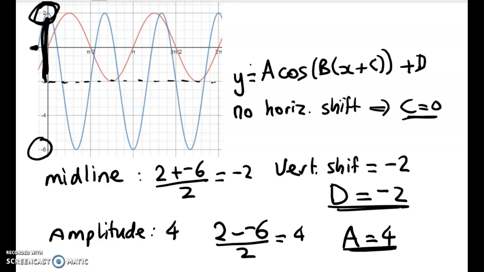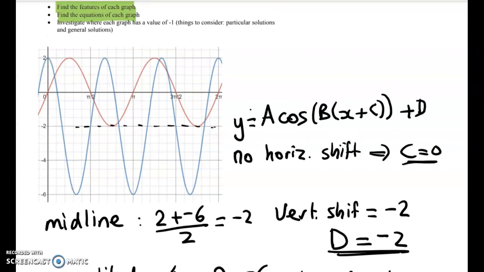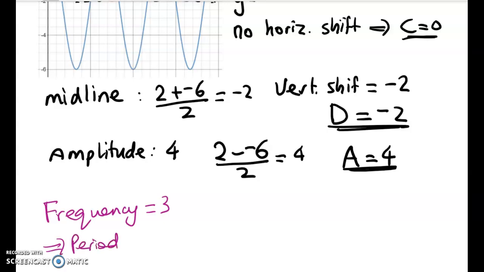The last thing we have to work out is the frequency and the period. I think the easiest way to do this is to look at how many full cycles we've got within one normal period for a cosine curve. So here's 0 and here's 2 pi. How many full cycles does my blue curve do? Well, we start here and here's 1, 2, 3. So the frequency of that graph is 3. And that means that the period of the function is the normal one of 2 pi divided by 3. So b is equal to 3.